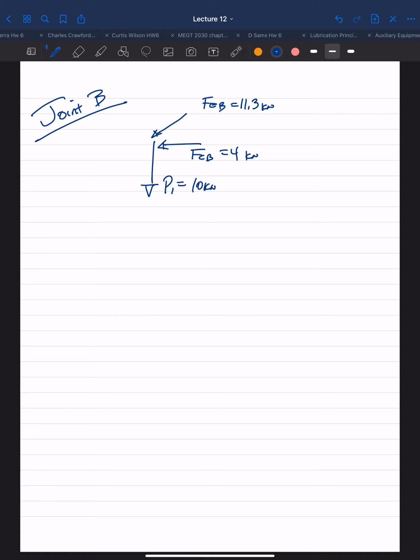Then you have your two unknowns. You have your FBF, and you have your FBA. So FBA, you don't know. FBF, you don't know. We know FEB, we know FBC, and we know P1, which is given to us. So 3 knowns, 2 unknowns. So we start summing our forces. X direction equal to 0.